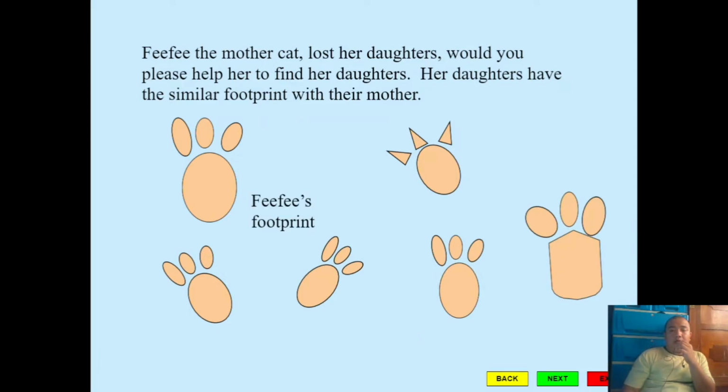Fifi, the mother cat, lost her daughters. Would you please help her to find her daughters? Her daughters have a similar footprint with their mother. What do you think?